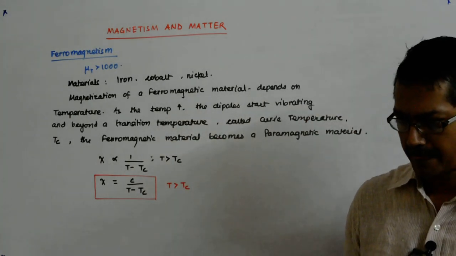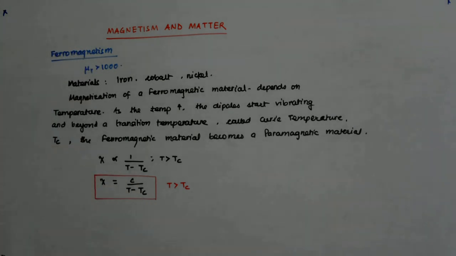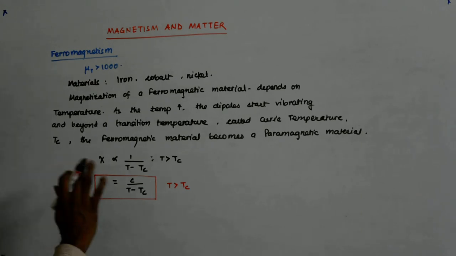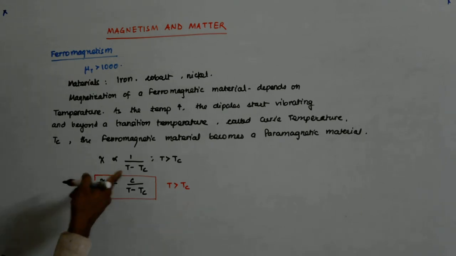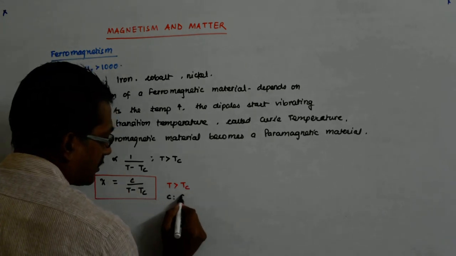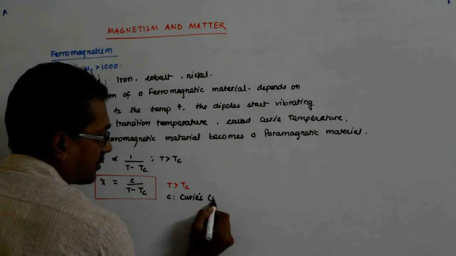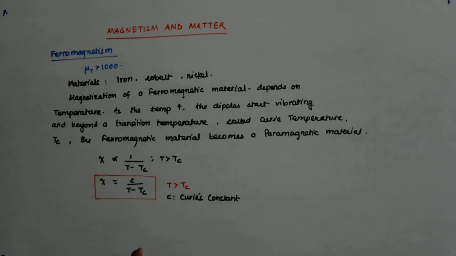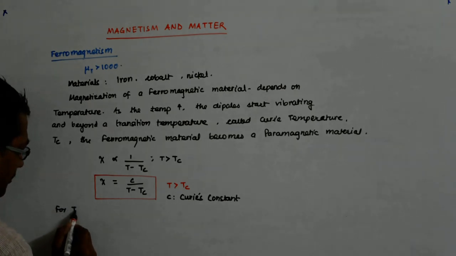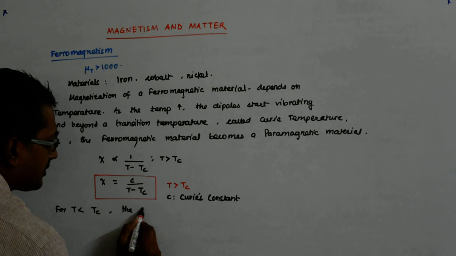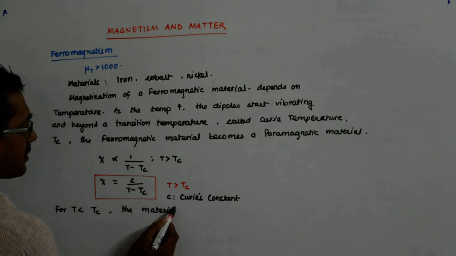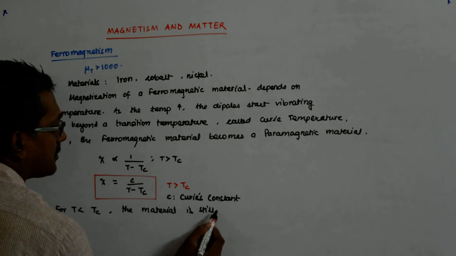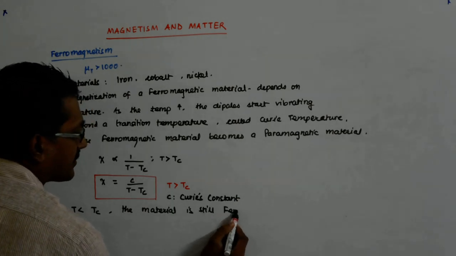What if this TC is greater than T? If TC is greater than T, that means we are still in the ferromagnetic phase. This is for the paramagnetic phase when we have crossed over. Here C is Curie's constant. The ferromagnetic gets converted into paramagnetic, then this holds when T is greater than TC. Yeah, because you have crossed that transition temperature, no? After that, this comes into play. Okay, for T less than TC, the material is still ferromagnetic.